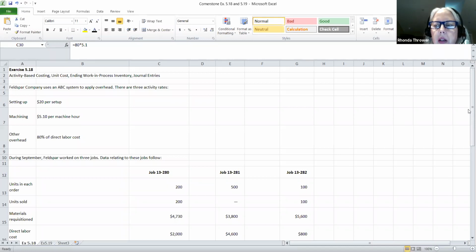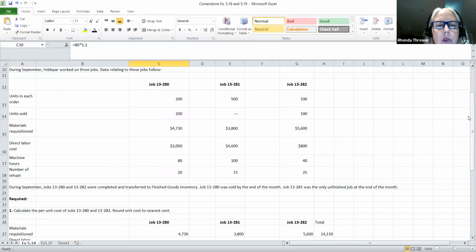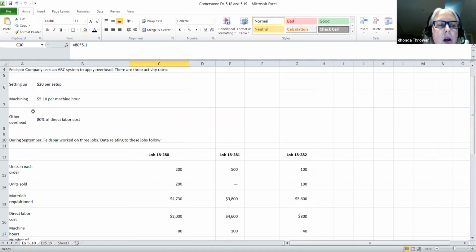They've given you information about each one of the jobs. As you can see here, they've given you the units that are produced in each one of the jobs, the units that are sold, the materials for each job, direct labor that was incurred for each job, and they've also given you additional information about machine hours and number of setups. The machine hours and the number of setups are the way that we're going to apply our factory overhead to the activities for this particular problem.